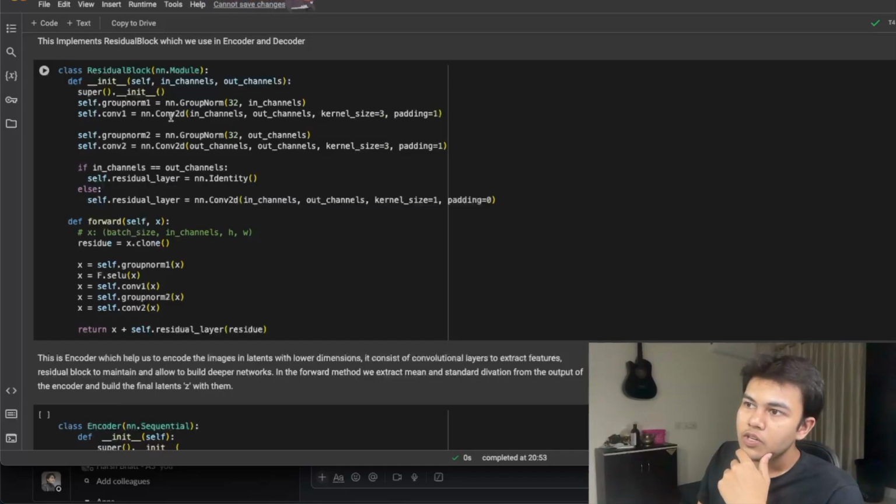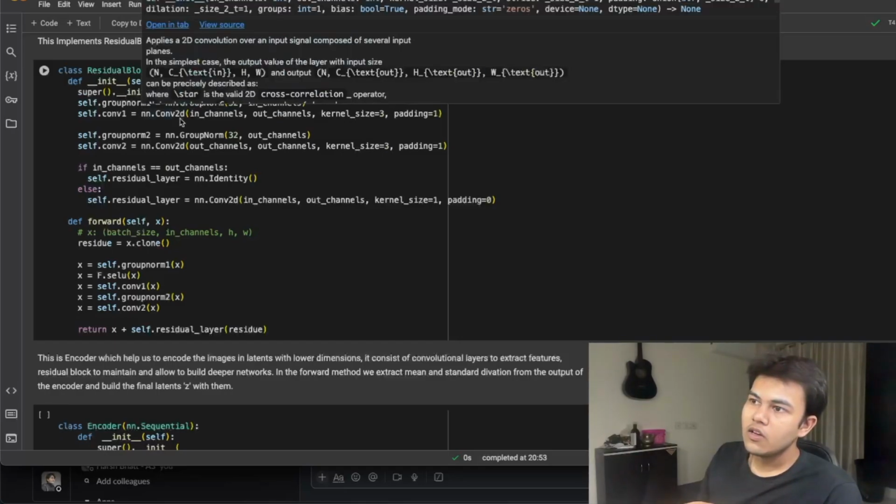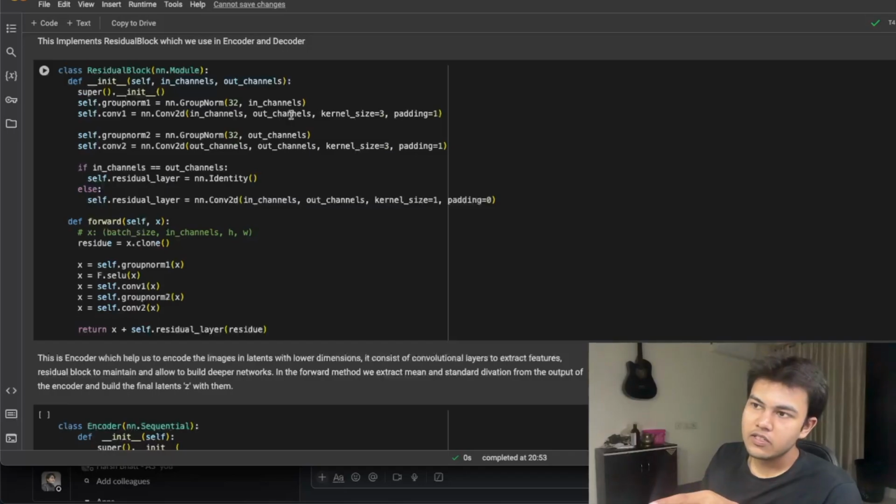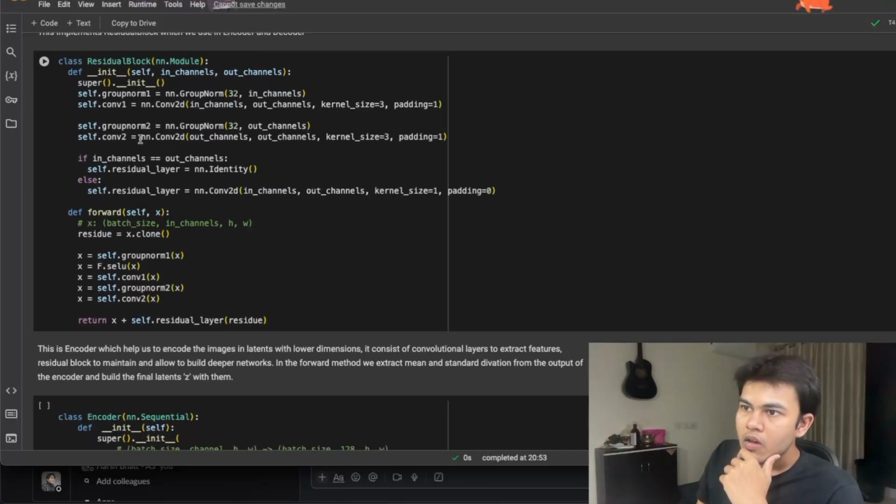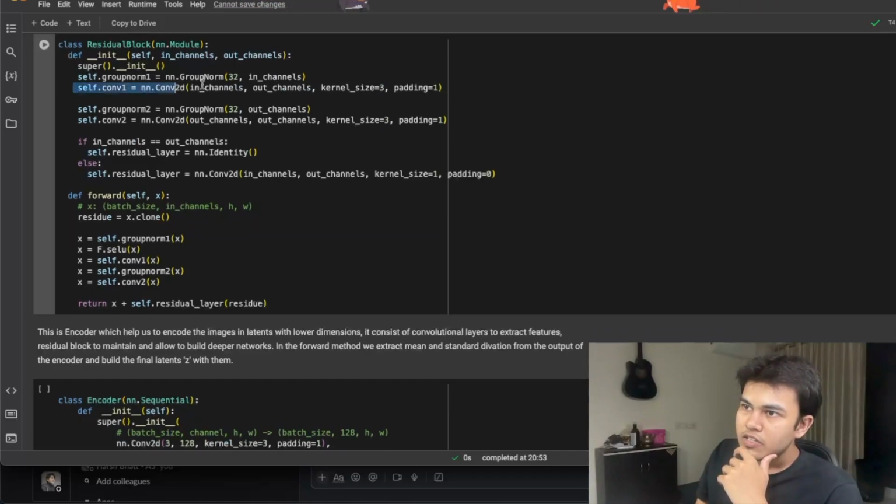So conv1 will extract the features, but it will not change or reduce the dimension, because the kernel size will be 3 and the padding 1. When the kernel size is 3 and the padding is 1, it doesn't change the shape. I think there is a formula for that; you can search it out. When you apply Conv2d, there's a formula based on in channels and out channels for how much the height and width are going to be reduced. So this will not change the shape, neither will this one.